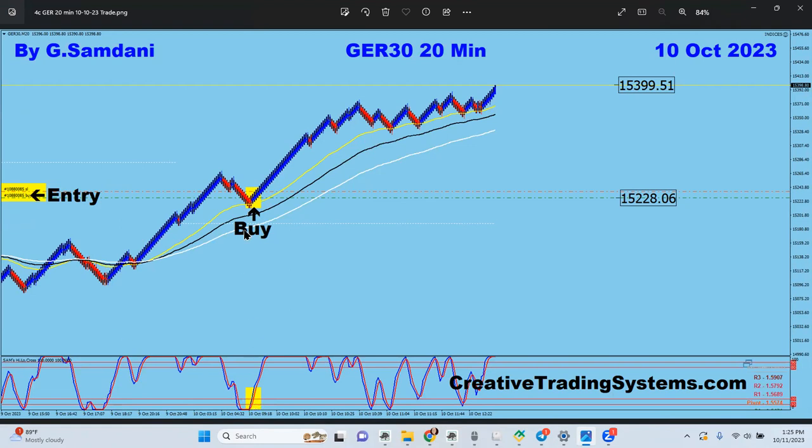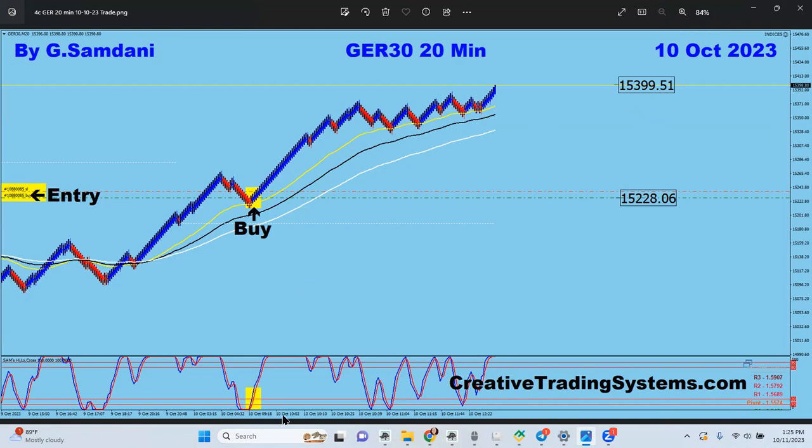And then after that, you can see here, it went up all the way from 15,228 to 15,399, almost 1,600, right? 15,228. So this is how the entry system works. Of course, we must have the analysis, at least need to know where we are going, or any instrument, up or down, based on different things. But after that, it becomes very easy.